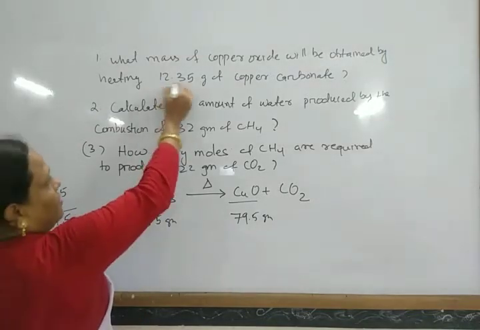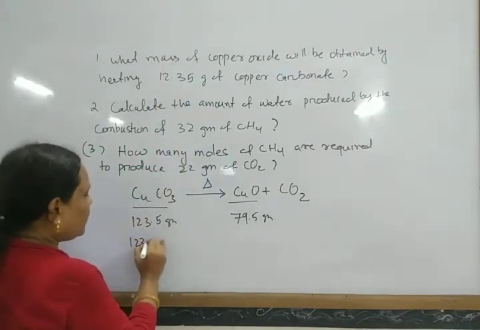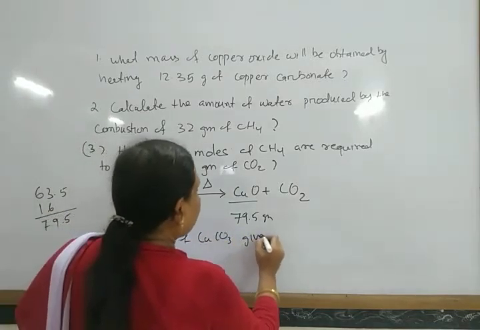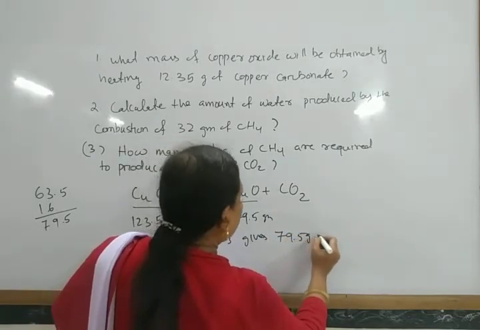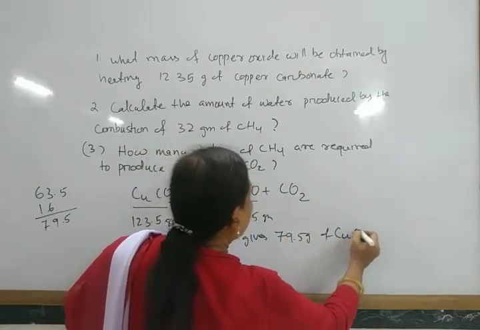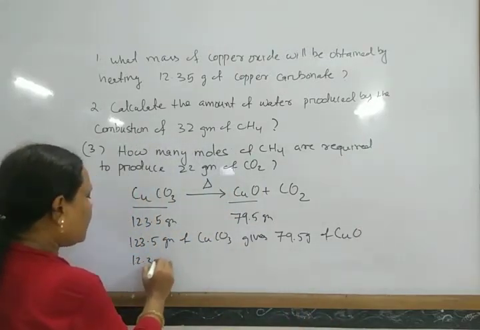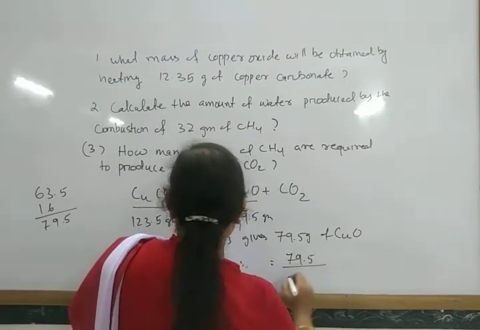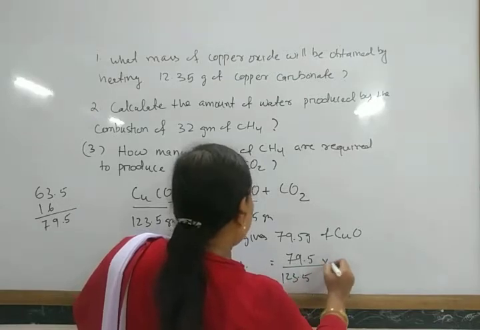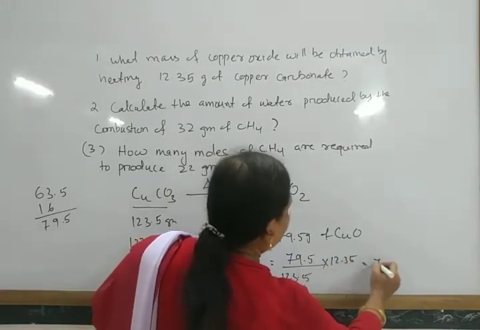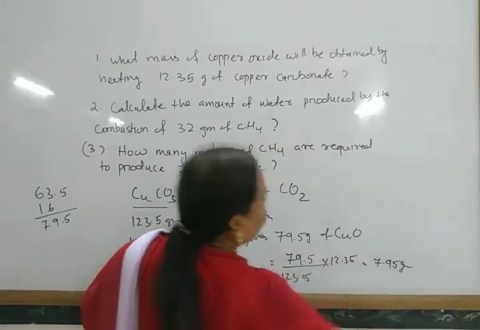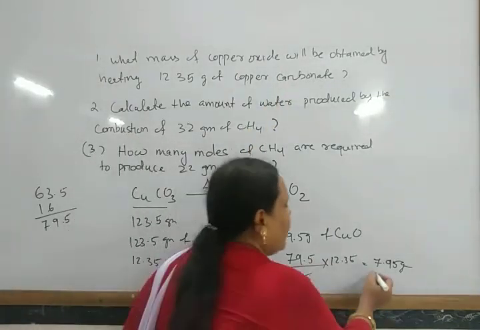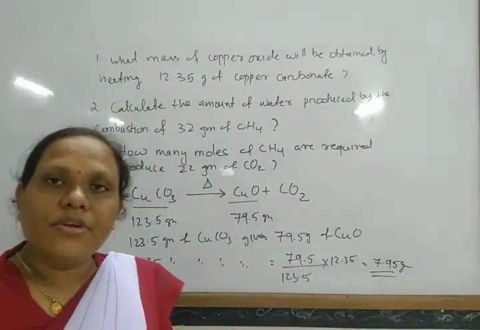Now given 12.35. So 123.5 gram of copper carbonate gives 79.5 gram of copper oxide. Then 12.35 gram of copper carbonate gives 79.5 by 123.5 into 12.35, that is 7.95 gram. So what mass of copper oxide will be obtained? 7.95 gram of copper oxide will be obtained.